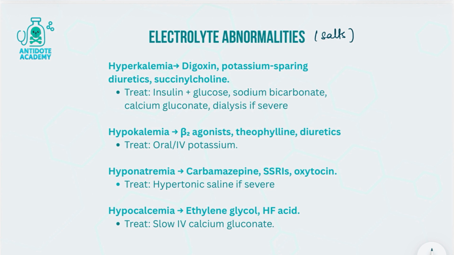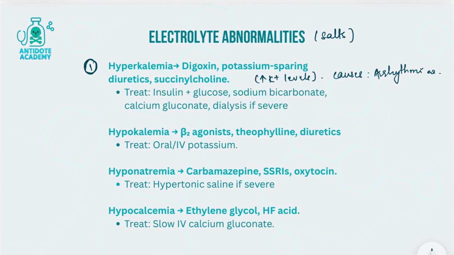The first scenario we'll see is hyperkalemia, that is high potassium level. It is caused due to digoxin, potassium sparing diuretics or succinylcholine. Why is it very dangerous? Because it can cause dangerous heart rhythm, arrhythmias. How do we treat it?